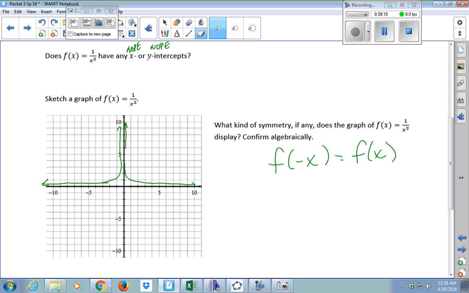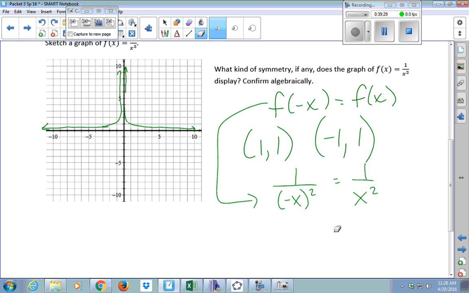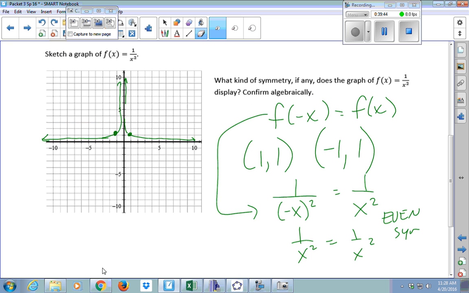It has even symmetry. Because if you put 1 into this function, out comes 1. If you put in its opposite, out comes the same value. So to show even symmetry, you go like this: 1 over the opposite of x squared is 1 over x squared. So that shows you that you have even symmetry. So for every point on this side, there's an equivalent point on that side. Okay, so that does it.